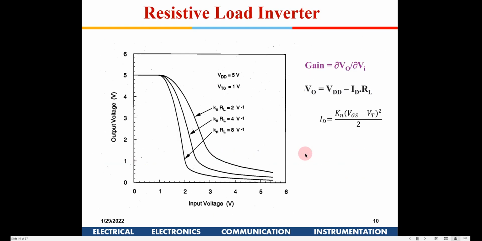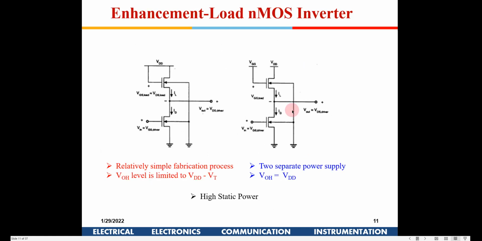Okay. So we discussed this. Now, after that, there was a modification in the logic family. Then came the NMOS logic. So here, if you see, there were two configurations which were used, right?